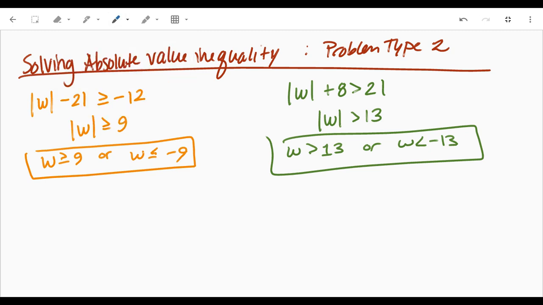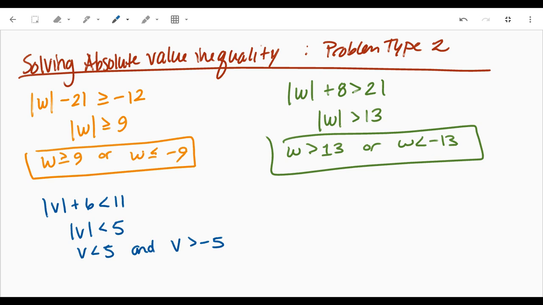We have the absolute value of V plus 6 is less than 11. So the absolute value of V is less than 5. Okay, so V is less than 5. V is greater than -5. That's going to be an and because they overlap.